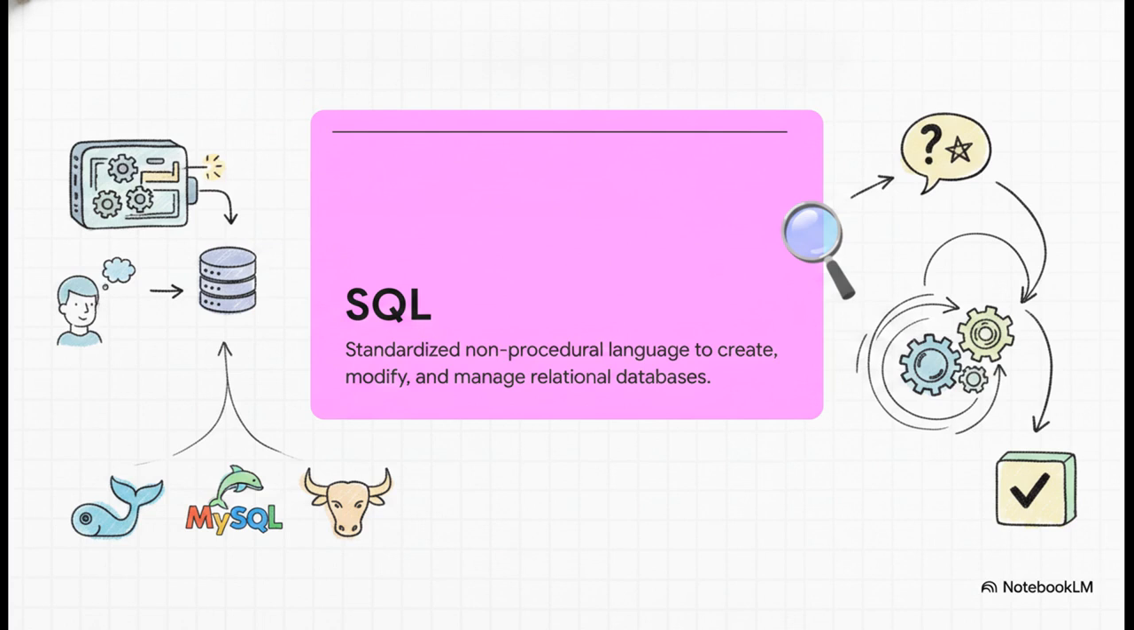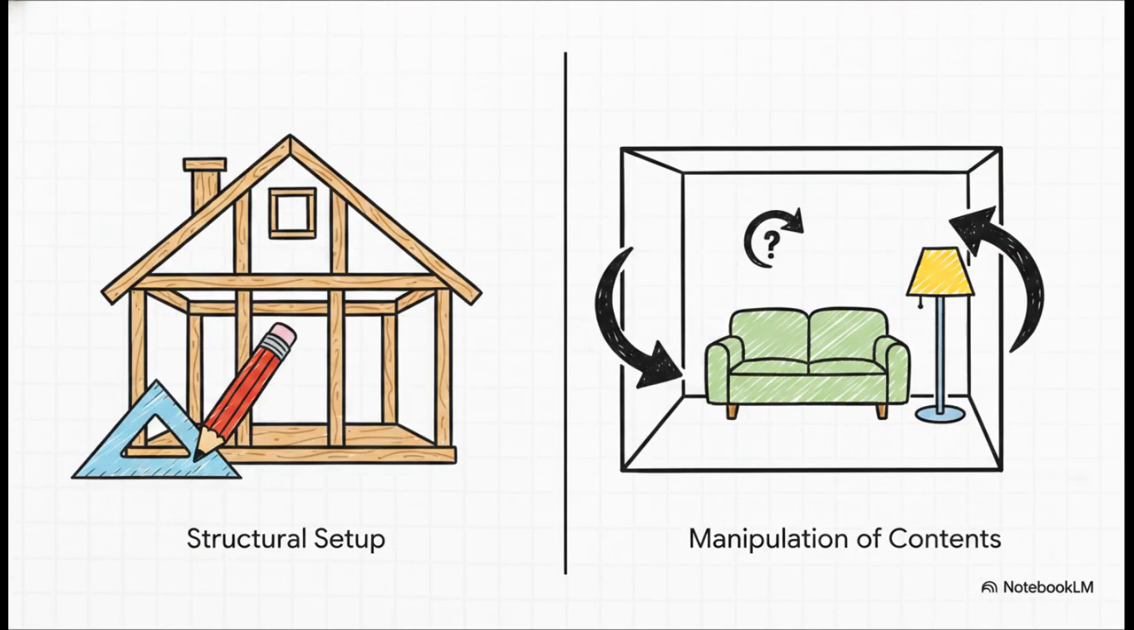And honestly, what makes SQL so incredibly brilliant is that it's a non-procedural language. That means you literally just tell the database what you want, and the database's internal engine does the heavy lifting to figure out how to go get it for you. To break it down simply, you've got two main types of commands. DDL, or Data Definition Language, is essentially like building the house and setting up the rooms. You use the create command to pour the foundation of a table, laying out the columns and data types.